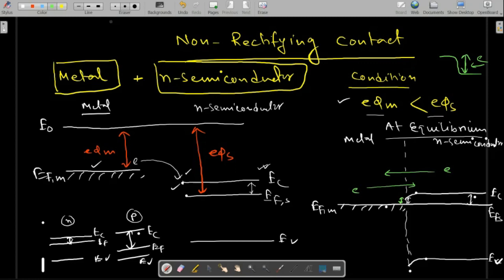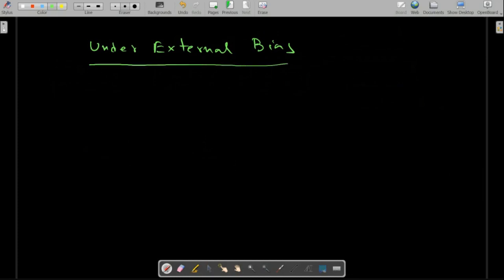So let us see if I apply the voltage, forward and reverse biasing. Although in that case there will be no forward or reverse biasing, because the terms forward and reverse biasing are applicable only for the rectifying contact, meaning for diode characteristics. Okay, let us see, under external bias: if we apply external bias, how will this energy band diagram change?